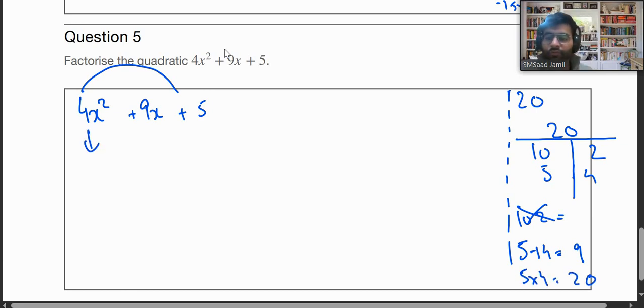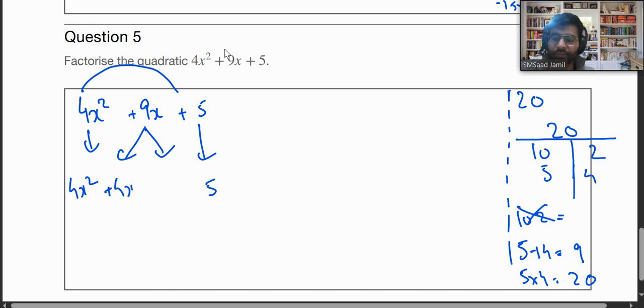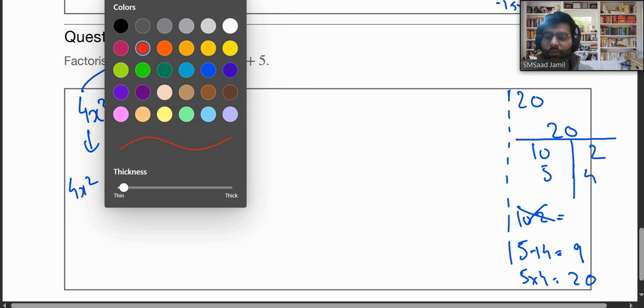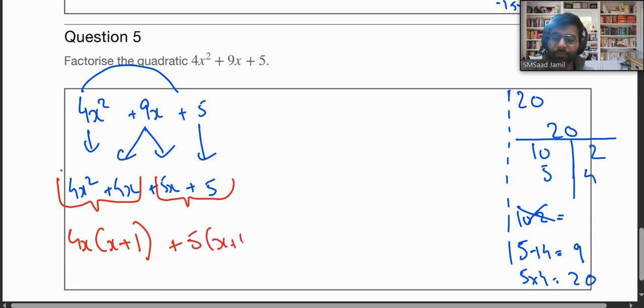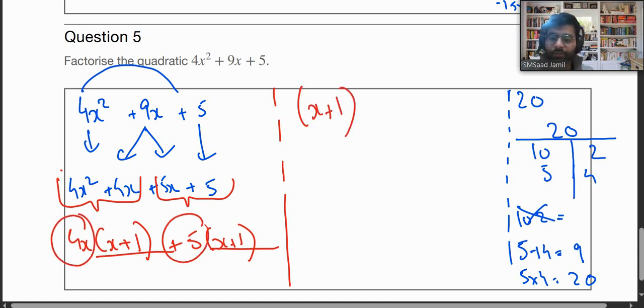So I will write 4x². I will write 5 over here. I will divide 9x into two parts, which is +4x + 5x. I will use a different color for you guys now. Take common from these two terms and take common from these two terms. So in the first one you have 4x common, it becomes x + 1. In the second one you have +5 common, it becomes x + 1. x + 1 is common, so you will just write x + 1, and then you have 4x + 5, and you have simplified.